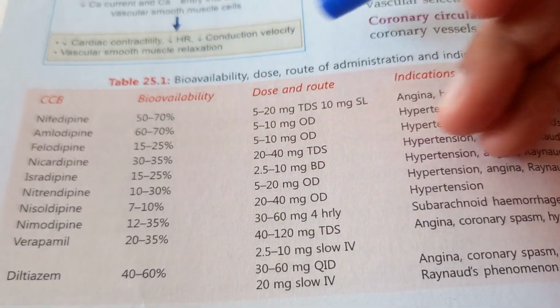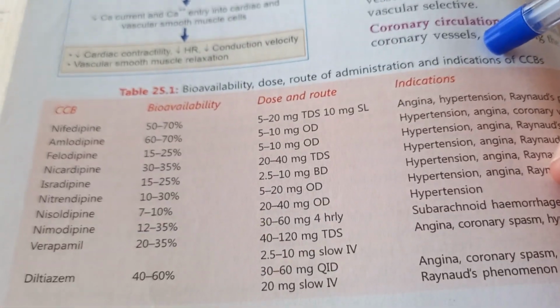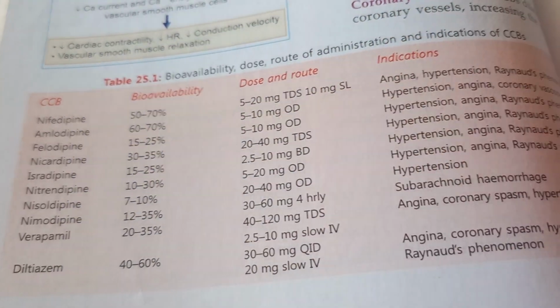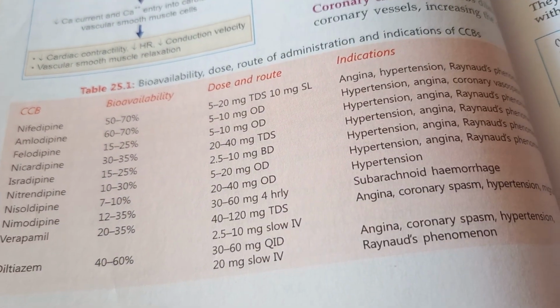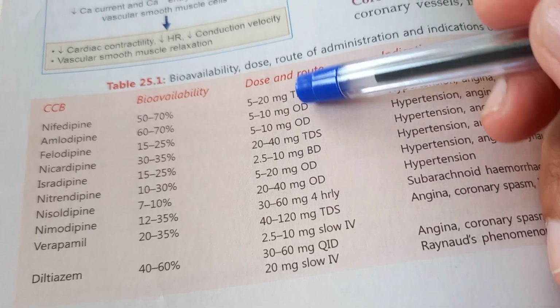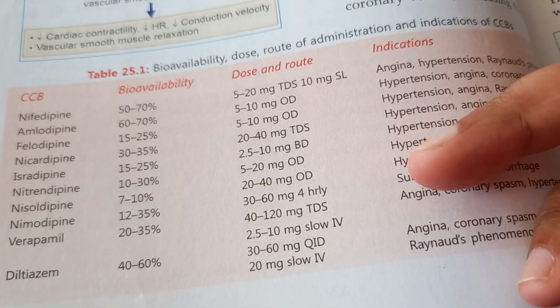Just let's look at some tables and some diagrams. Bioavailability of these drugs. Nifedipine is a calcium channel blocker. All the calcium channel blockers, they have given the bioavailability, route that you can give and indications. So this route is important because sometimes, if you want to discharge the patient, you want to make everything as a tablet.